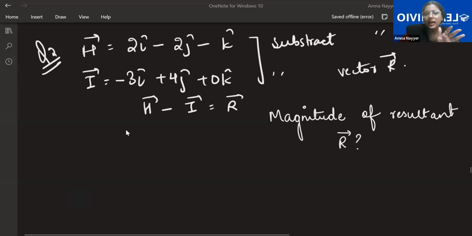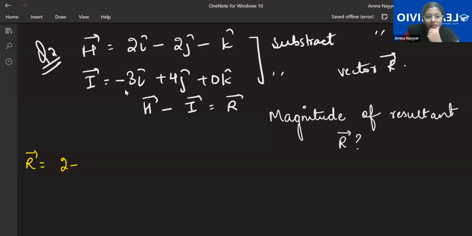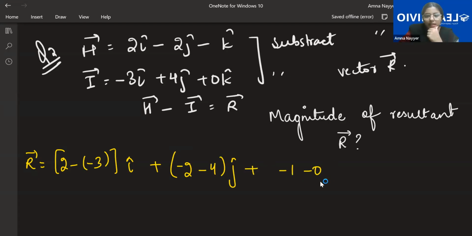Okay, let's discuss. This is the last question of your unit vector. H minus I, we have to get. When you have H minus I, it is 2 minus of minus 3 I cap plus minus 2 minus 4 J cap plus minus 1 minus 0 K cap. 2 plus 3, this is 5 I cap. This is minus 2 minus 4, minus 6 J cap. This is minus K cap.